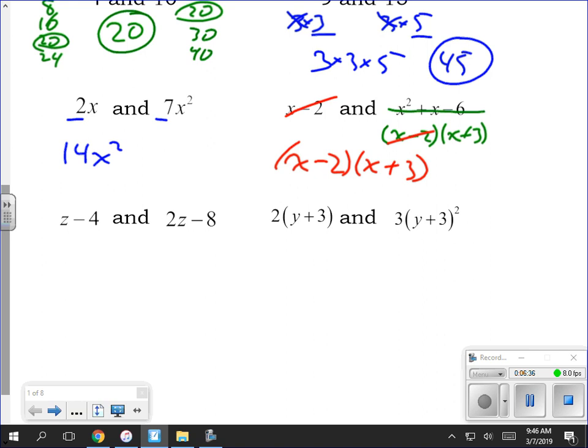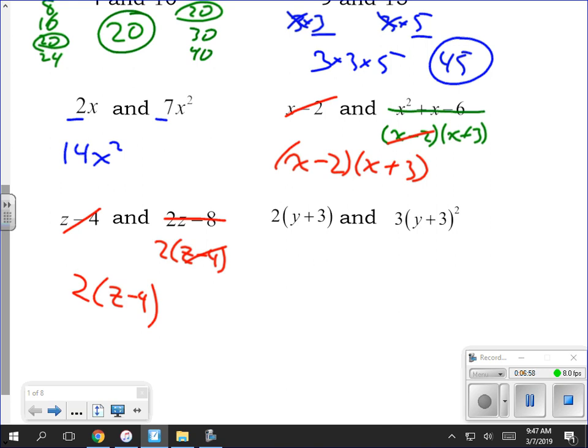This one here, I have to factor again. Pull out a 2. Get z minus 4 times 2. What do they both have in common? They both have a z minus 4, so I have to have a z minus 4. And then what hasn't been taken care of already? The 2.